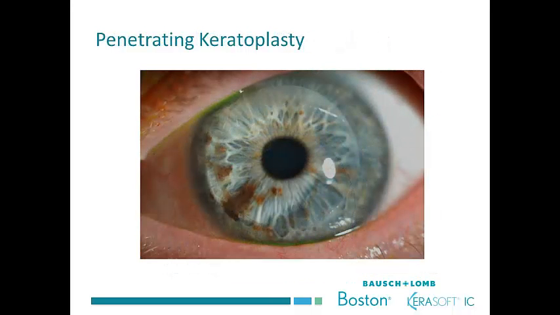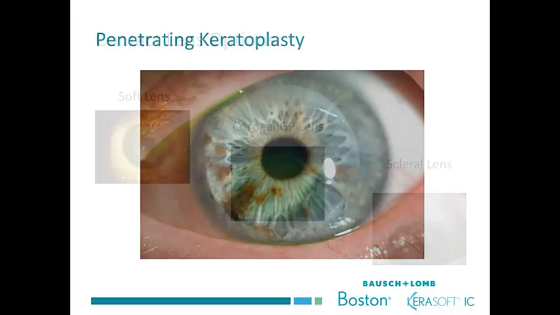Lastly, here's a typical penetrating keratoplasty where you can actually see the host and graft junction here, and you can also imagine that this graft is coming forward, coming at you. So there is some depth to this cornea that's creating this irregularity for this patient.